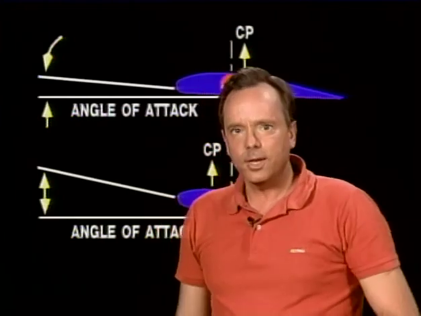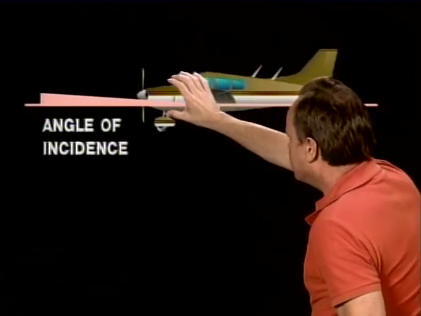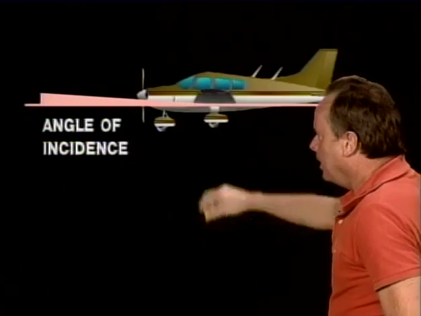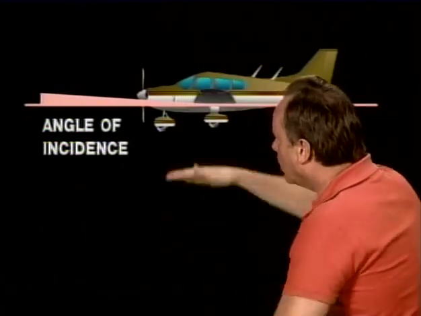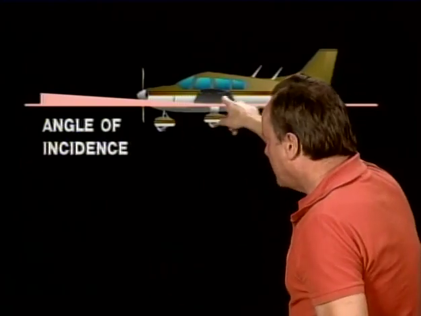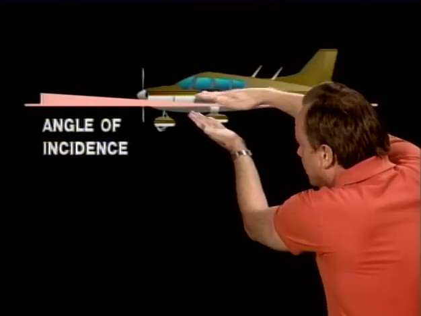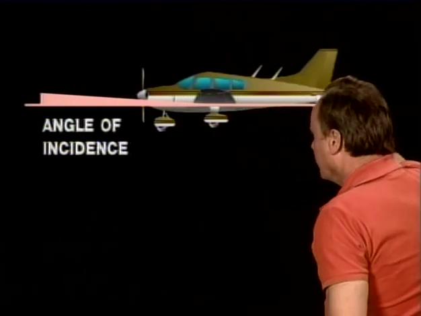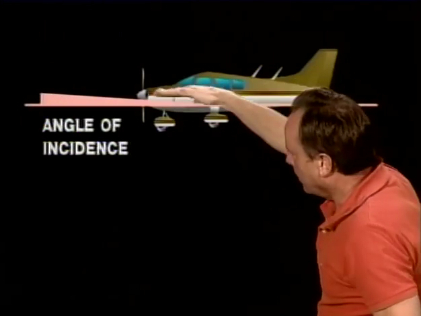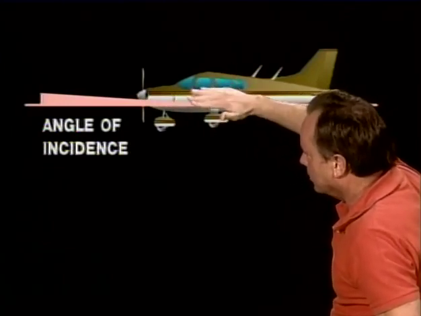Now, another concept we need to talk about is angle of incidence. And the angle of incidence has to do with how the wing is mounted on the aircraft. And it's the angle between the chord line of the wing, that's the line that we talked about earlier from the leading edge to the trailing edge, or the trailing edge to the leading edge, that's the chord line of the wing, and the longitudinal axis of the airplane. Now, the longitudinal axis of the airplane is essentially a line drawn from the rear of the airplane to the front of the airplane that passes through the center of gravity, and the airplane rolls about that longitudinal axis.